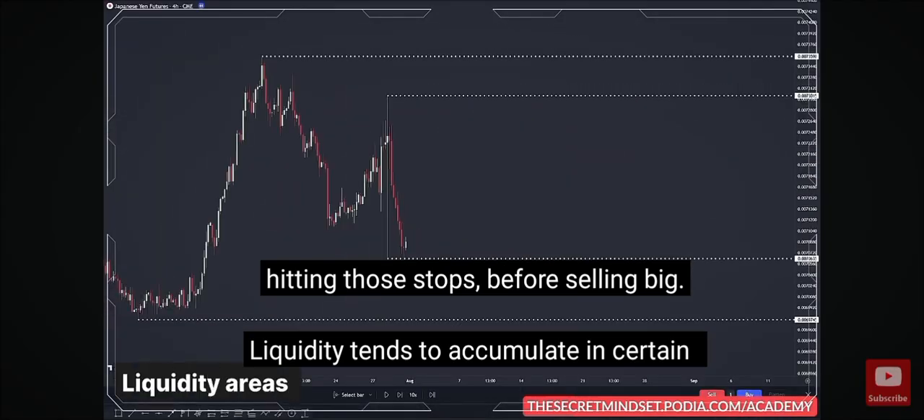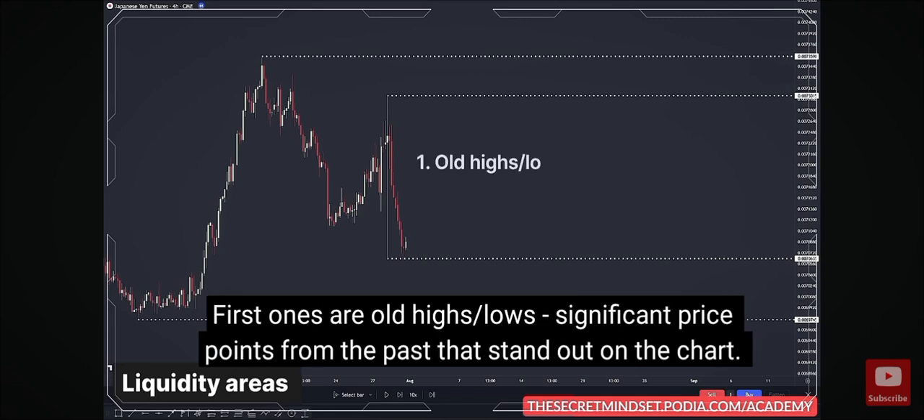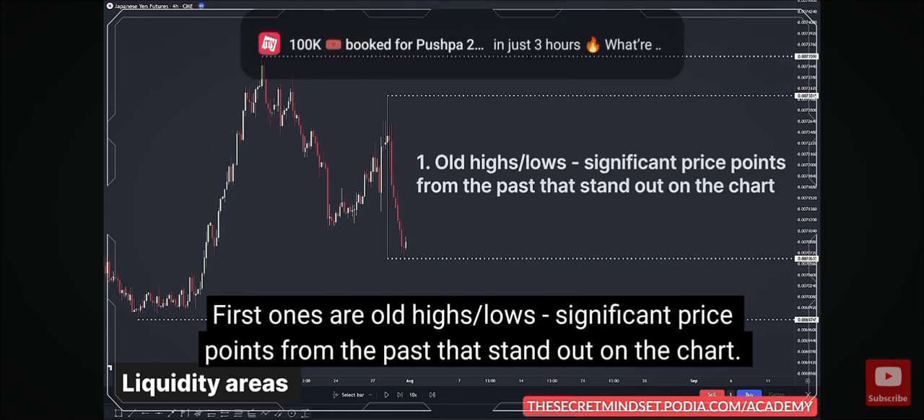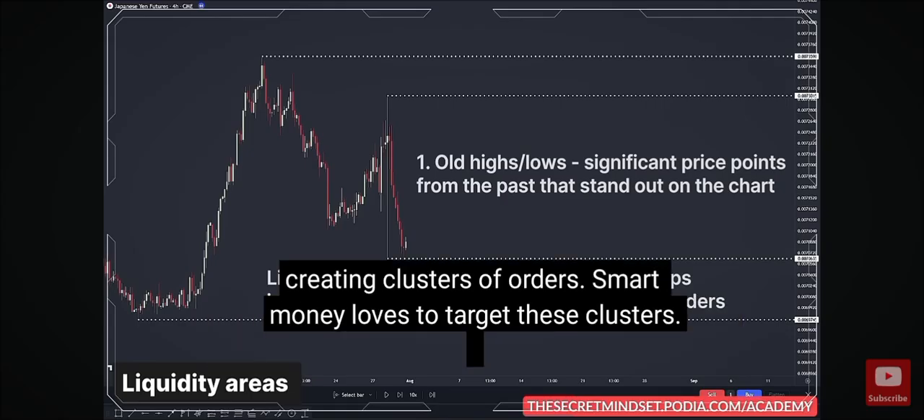And liquidity tends to accumulate in certain areas of the chart. These are often popular patterns that many retail traders use. First ones are old highs and lows, significant price points from the past that stand out on the chart. These areas are like liquidity magnets. Traders often put their stops just beyond these levels, creating clusters of orders. Smart money loves to target these clusters.